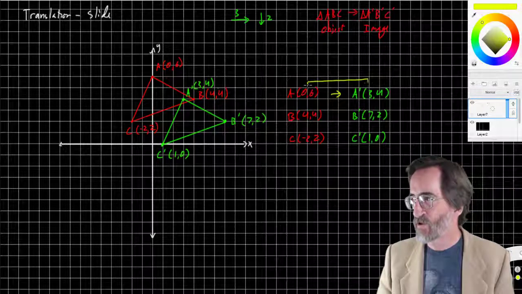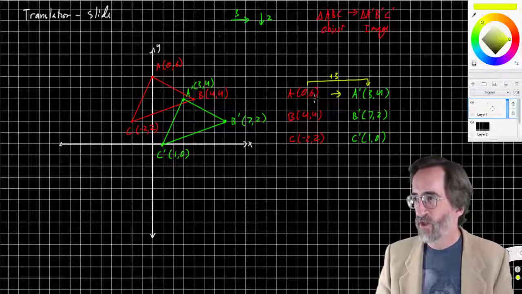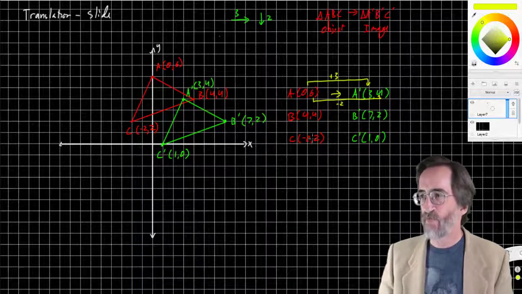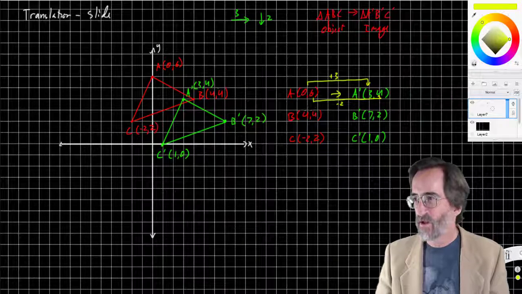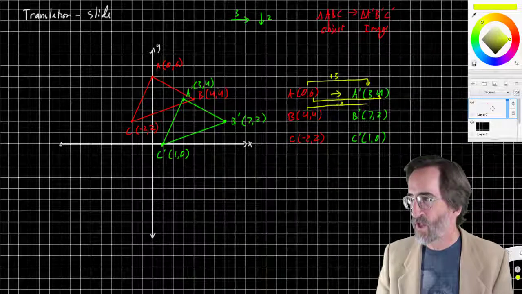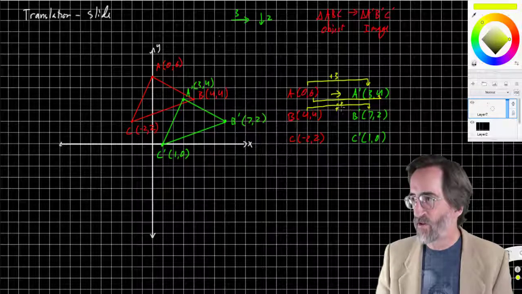Well, if I look at the x's, 0 became 3, so it added 3. And 6 became 4, so it subtracted 2. Okay? 4 became 7, so it added 3. 4 became 2, so it subtracted 2.